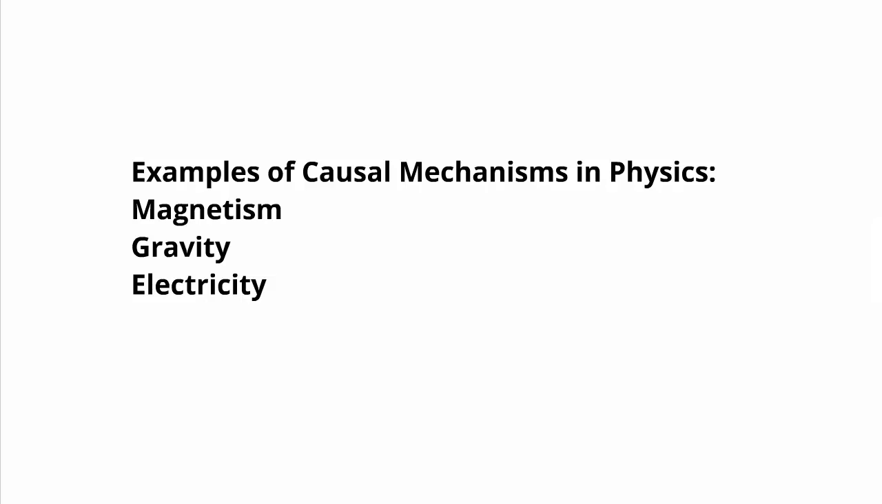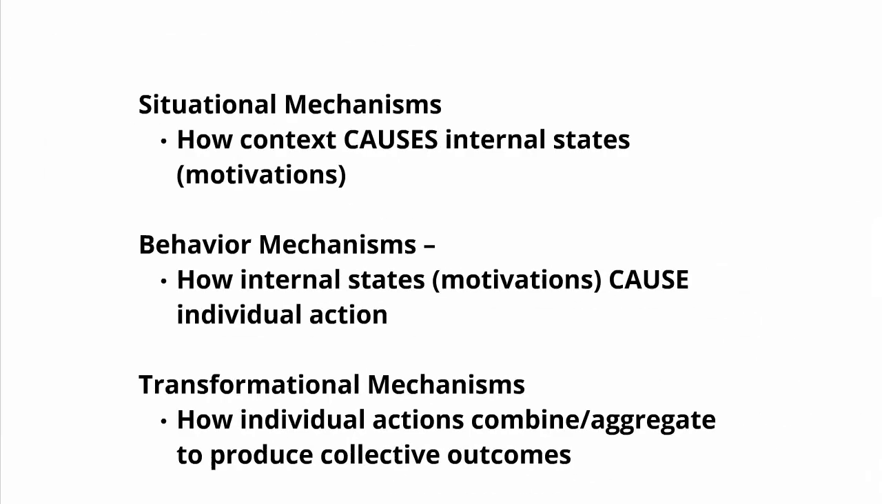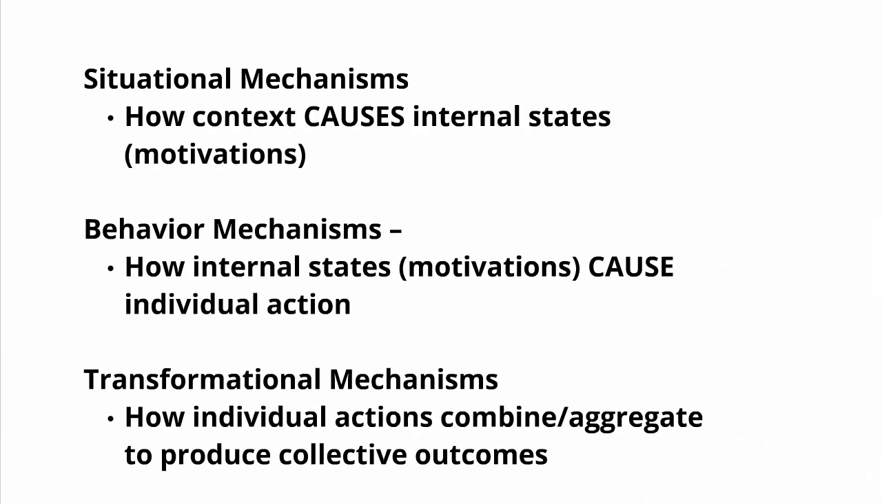Sociology, we have our own mechanisms that we investigate. There are three families of mechanisms. There are situational mechanisms. Situational mechanisms explain how a context causes an internal state, how context causes motivation. In our individualistic society, we tend to think that our internal states are sort of inside, they come from within.